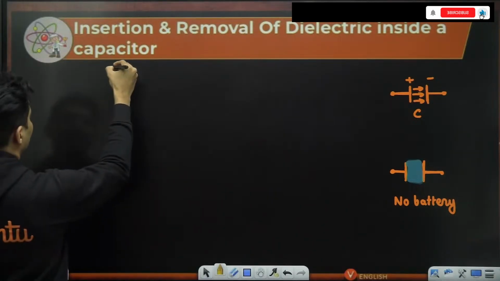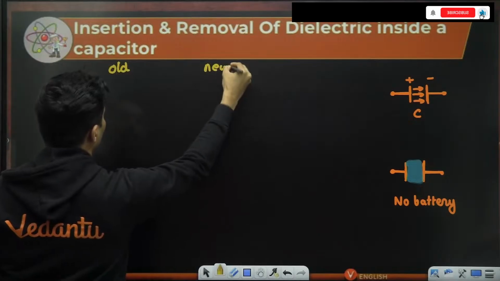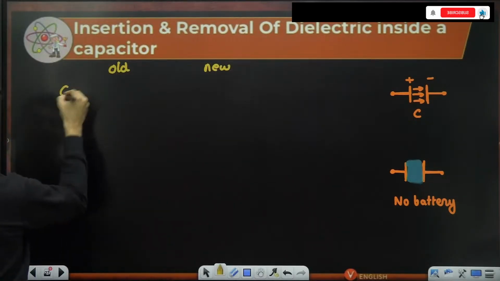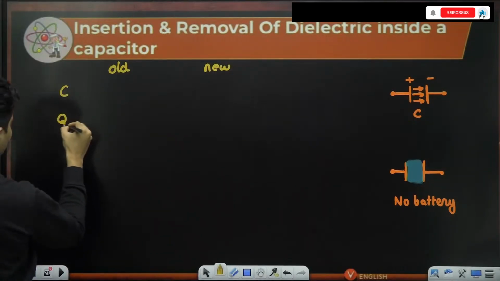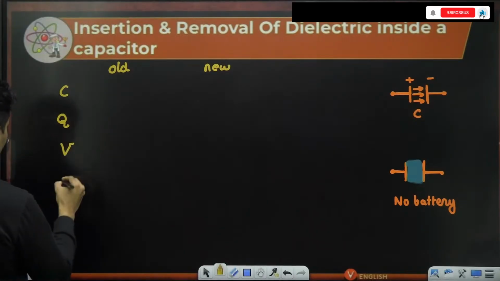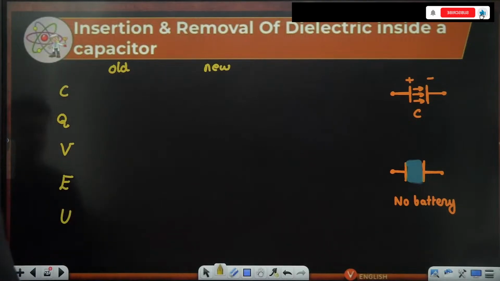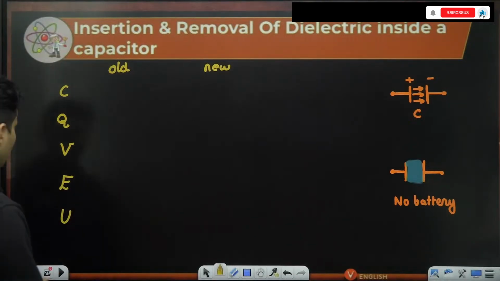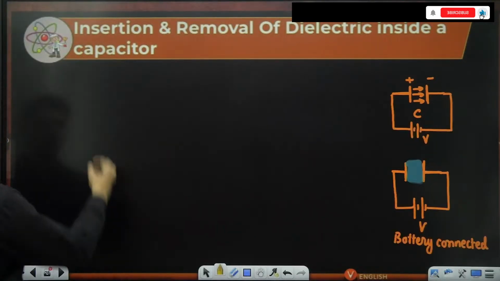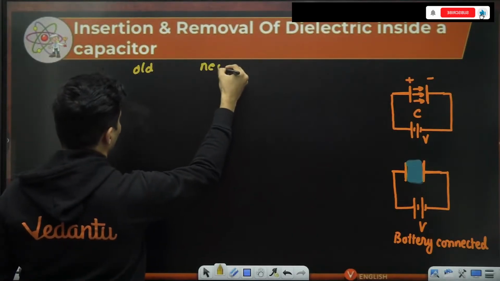So let's say these are the old values, and we'll write the new values. I want to see the capacitance, the charge, the voltage. I also want to see what will happen to the electric field, and what will happen to the energy. Same thing I will do over here also. I will see the old values versus the new values.